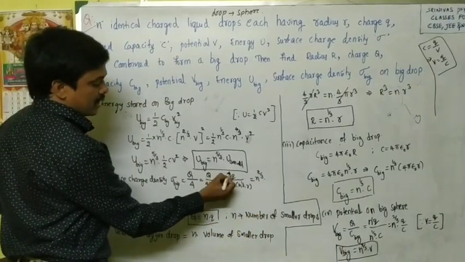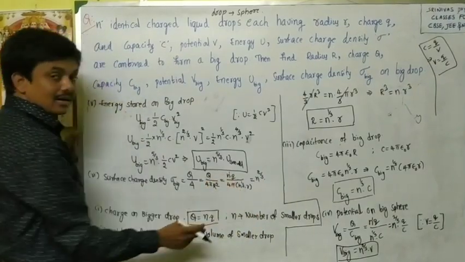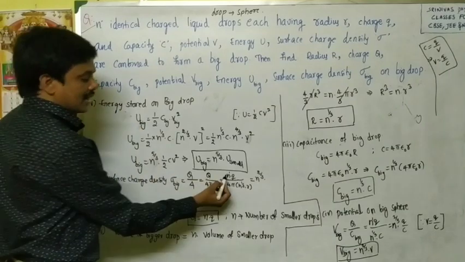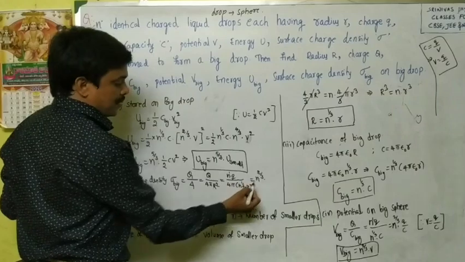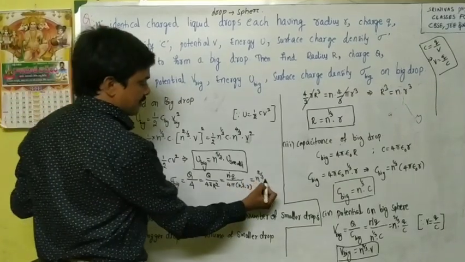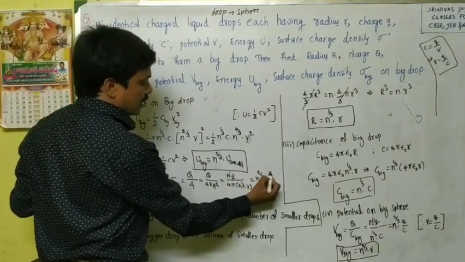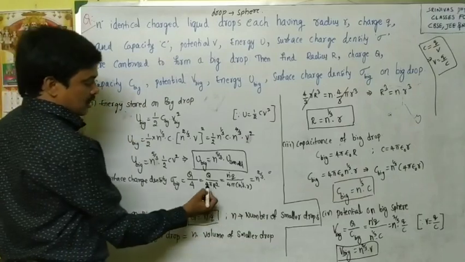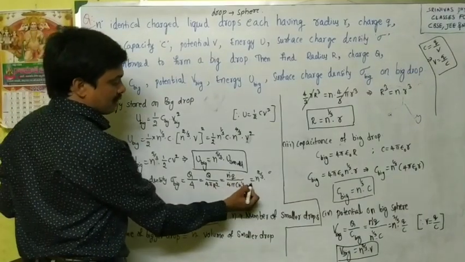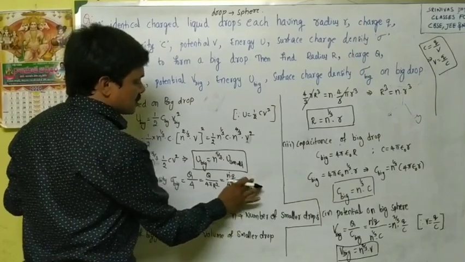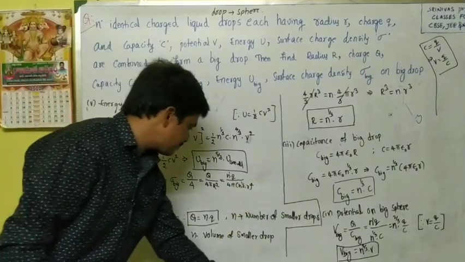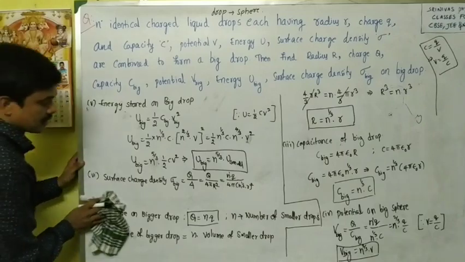This is n power 1, this is n power 1 by 3. For a power m, a power n like this, we have to subtract the powers, right? 1 minus 1 by 3 is 2 by 3. Into the remaining q by, sorry sir, something is wrong here. R square is there, we have to do the square. And when we do the square, what will we get? Let us see here.